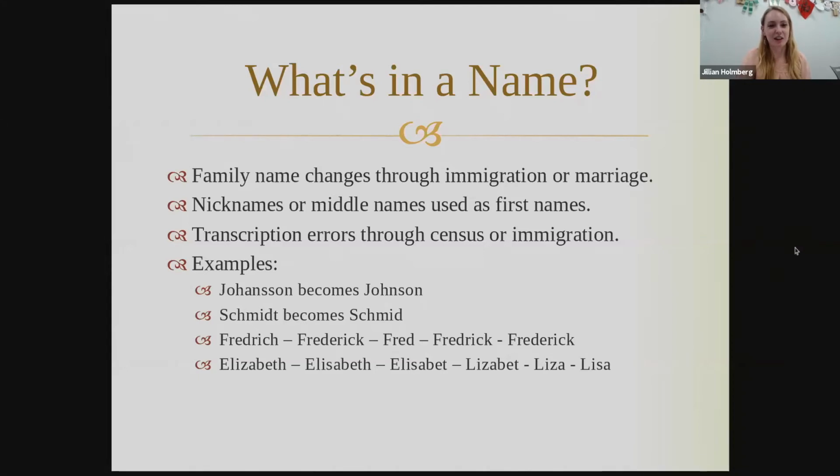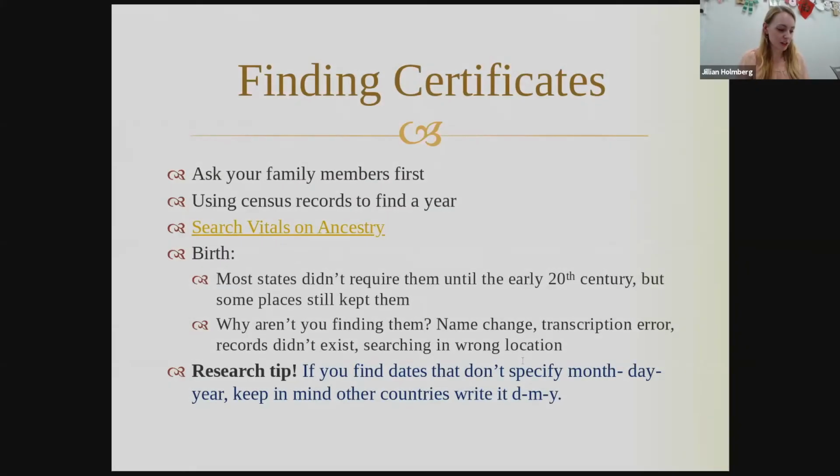Another is transcription errors in the census. It's possible that the person who was writing down all these names, especially with a foreign accent, would go, I don't even know what they're saying. I think it's spelled this way. Or maybe the person didn't know English, and when they translate it, they just did the best they could and stuck with it. So we're going to be moving on to finding certificates.